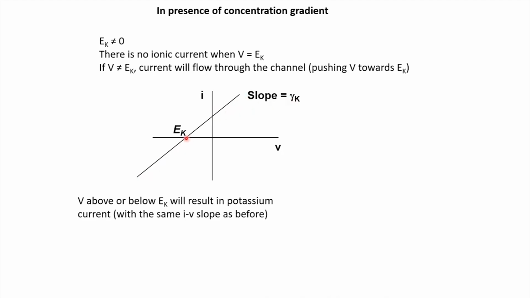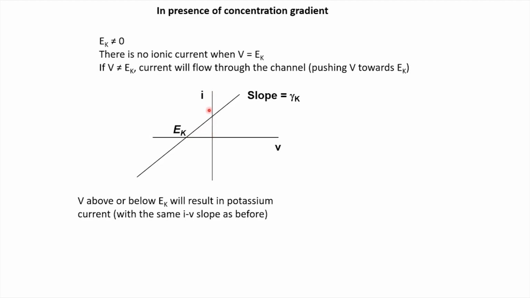So the more you deviate from EK, the more current you will have. And it depends on the conductance. So if the conductance is large, then the current will be larger. If the conductance is low, then the current will be lower. So the line will become less steep if the conductance is smaller.